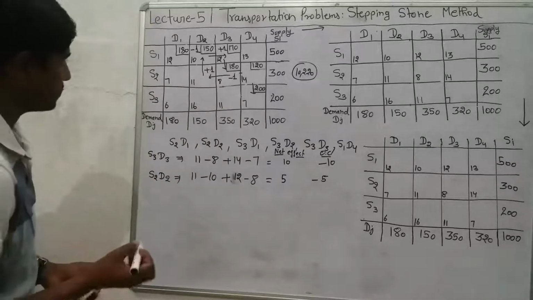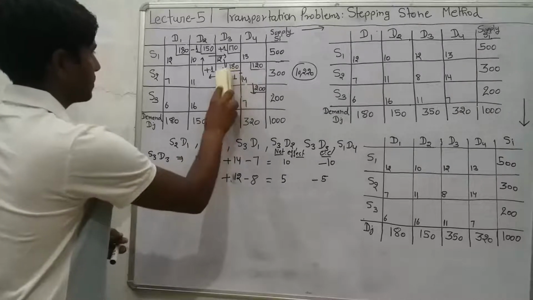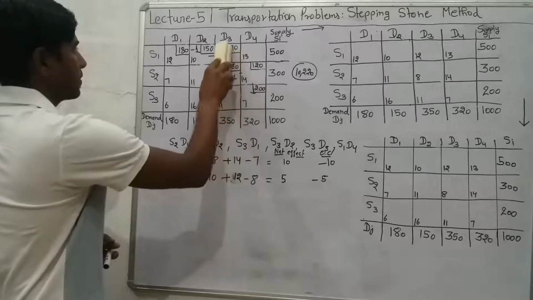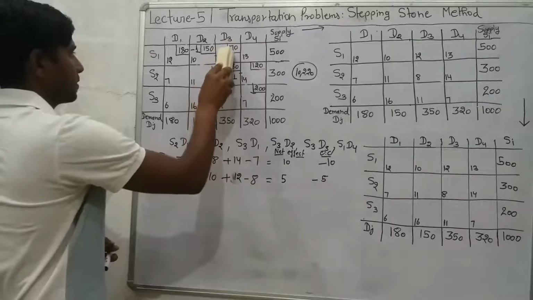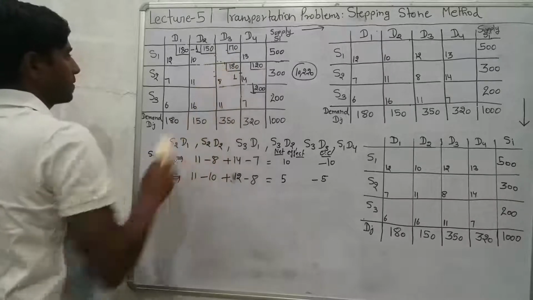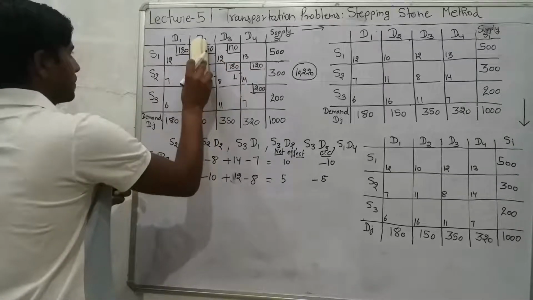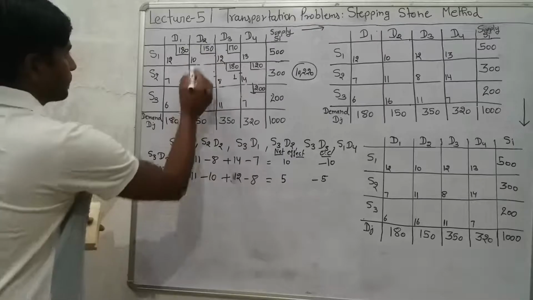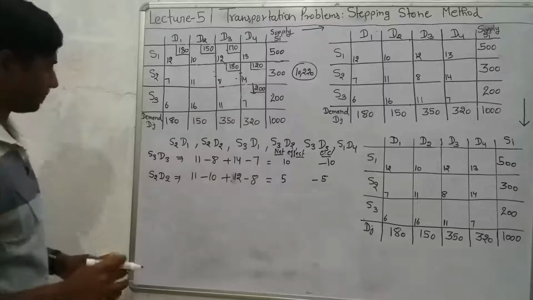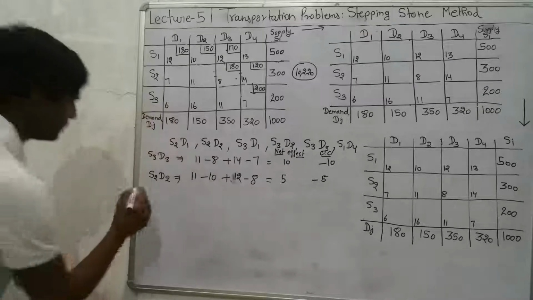Now we calculate the opportunity cost for another one. Just clear this one. So it was 12. So next empty cell is, suppose it is this S3D1.